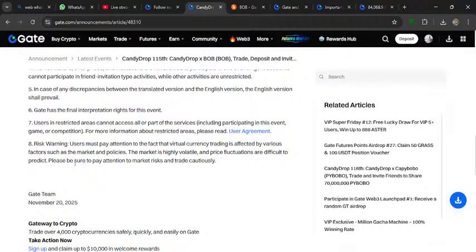Number 8, risk warning: users must pay attention to the fact that virtual currency trading is affected by various factors such as the market and policies. The market is highly volatile and price fluctuations are difficult to predict. Please be sure to pay attention to market risks and trade cautiously.